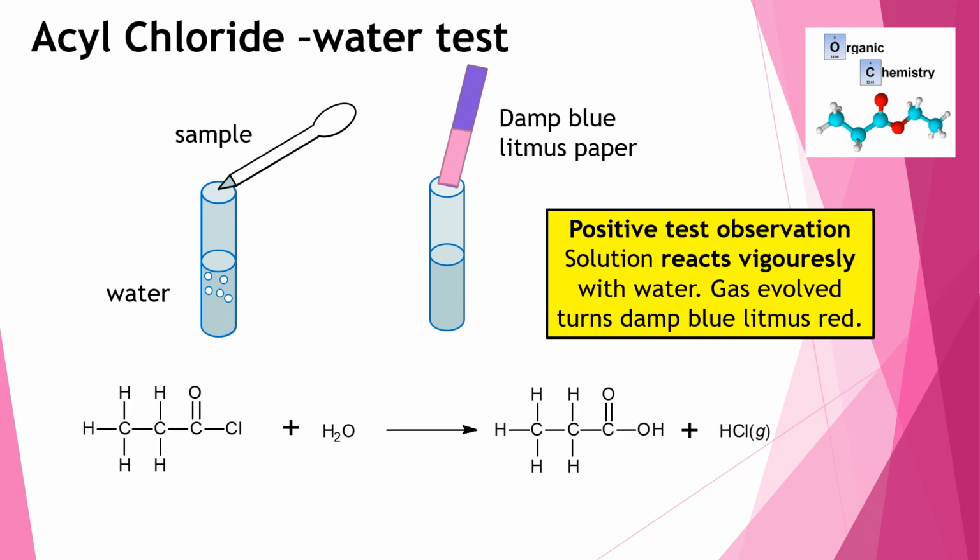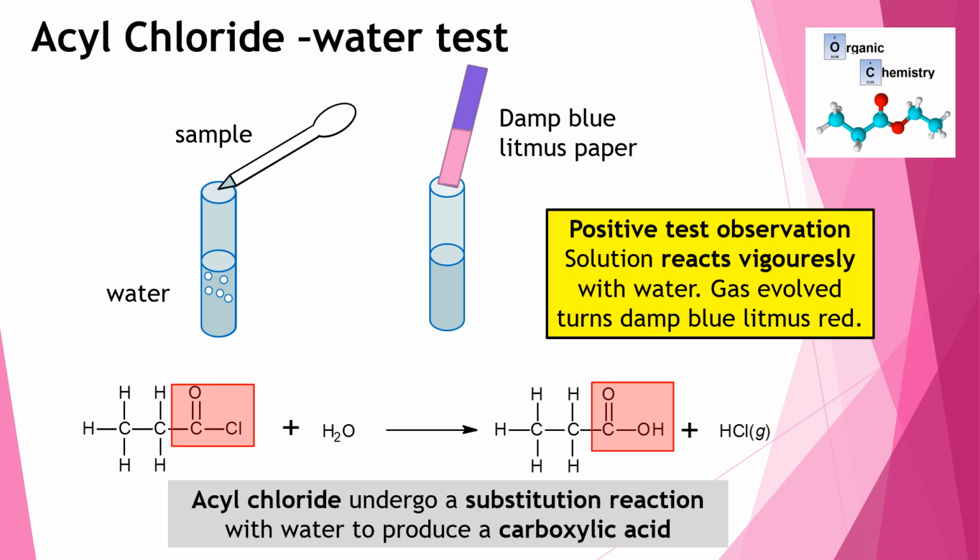So the positive test here for acyl chloride is it reacts vigorously with water, and the gas, when tested, turns blue litmus red. The reason that happens is because acyl chlorides are very reactive and easily undergo substitution reactions. The OH from the water molecule replaces the chlorine. It produces hydrochloric acid gas that we see when we test with the litmus paper, and there's also a carboxylic acid produced in the solution. This is called a substitution reaction.